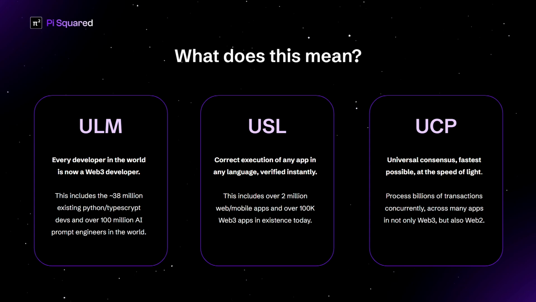are also programmers themselves. USL, what it really means is that we can settle correct executions on this common layer across Web3, Web2, all kinds of applications. Any computation that has nothing to hide, that wants to prove that it happened correctly, can settle on the USL. Web2 or Web3. Everything, everybody, any computation can settle. AI agents can settle their inferences. And UCP means that we no longer have to wait seconds for finality. It will happen at the speed of light.